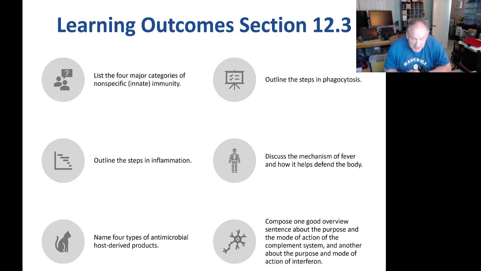All right, let's continue on part two when we were talking about the immune system. It shouldn't really take very long to wrap this chapter up. We're going to look at categories of immune response, steps in inflammation, and different types of antimicrobial host-derived things. We're going to talk about phagocytosis, how a fever actually helps throw the game in our favor, and the mode of action of the complement system.